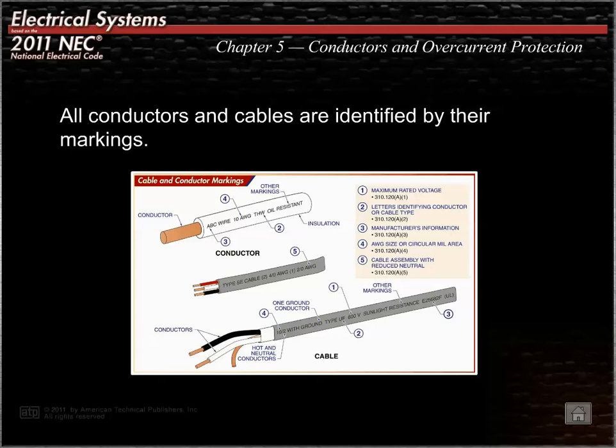All conductors and cables are marked to identify, among other things, the type of insulation that is used. See Article 310.120(A)(2). All conductors and cables are required to be marked to identify the maximum rated voltage at which the conductor is listed, the letter or letters necessary to identify the type of wire or cable, the manufacturer's name or trademark or other identifiable markings, and the American wire gauge or circular mil area size of the conductor.